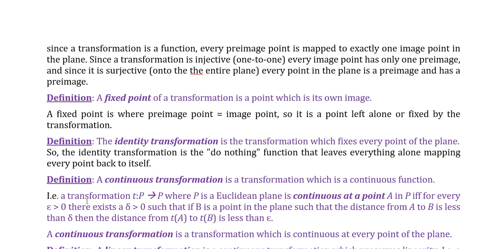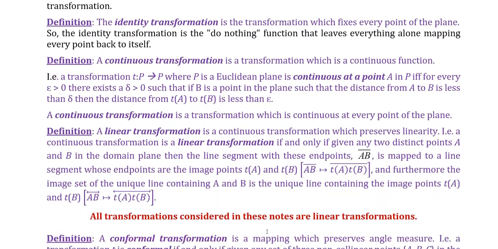So I'm not going to belabor this point, but this is very similar to the definition of continuity that you may have studied in a calculus class if you've taken a calculus class. And a continuous transformation is a transformation which is continuous at every point of the plane.